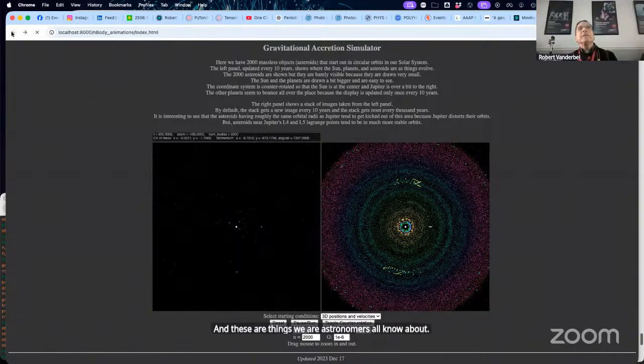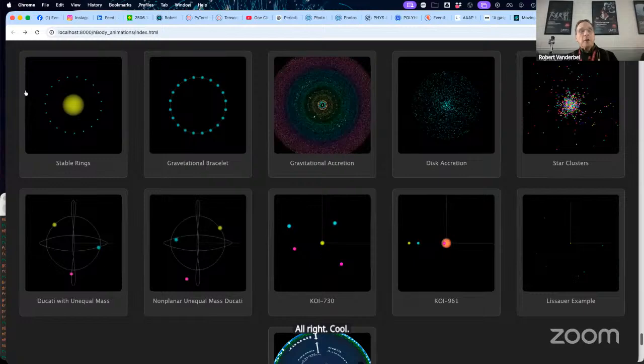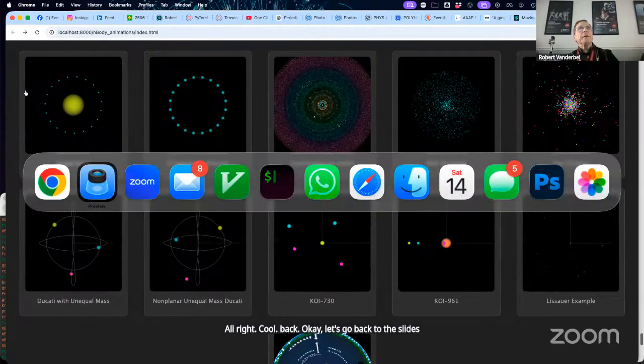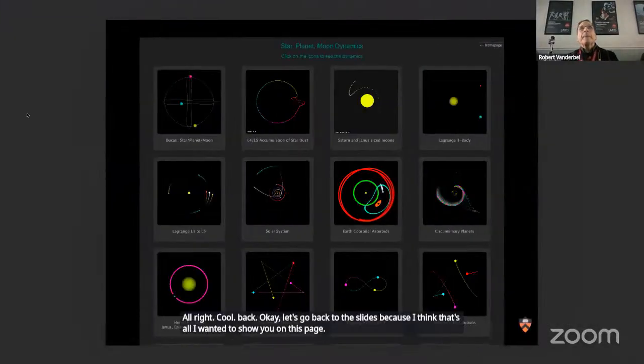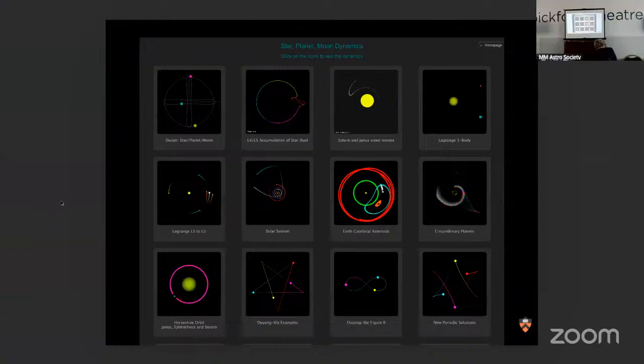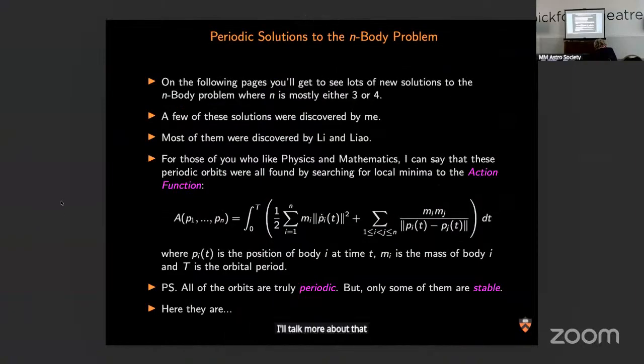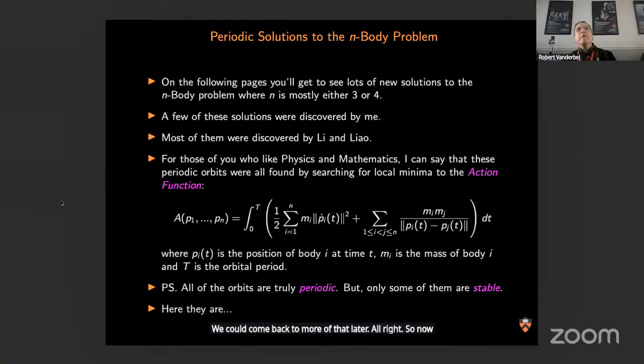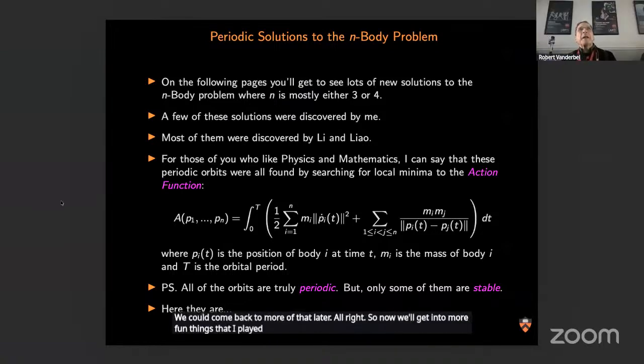All right, let's go back to the slides. I think that's all I wanted to show you on this page, and we could come back to more of that later. All right, so now we'll get into more fun things that I played with.